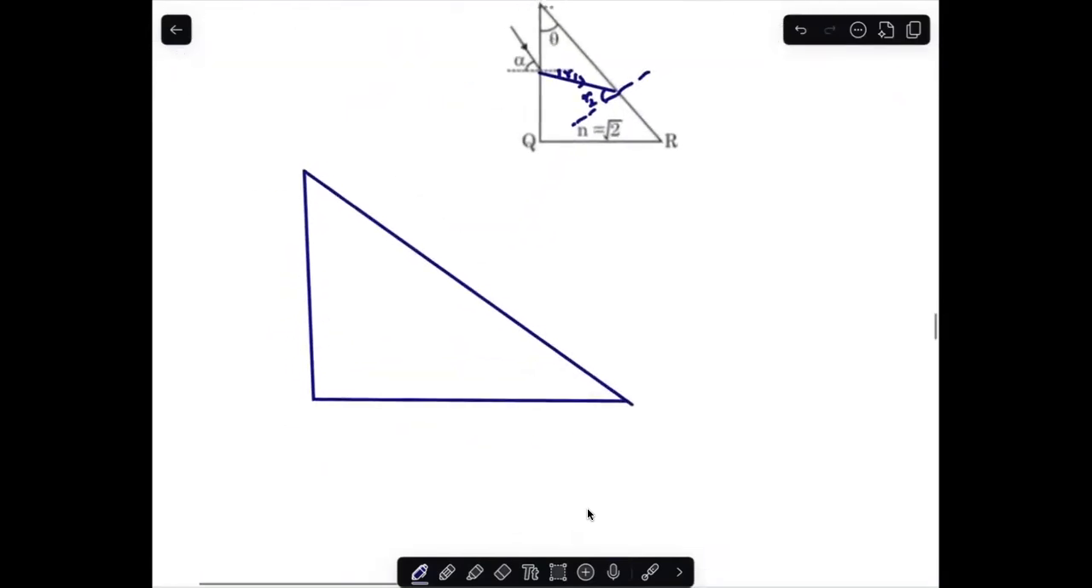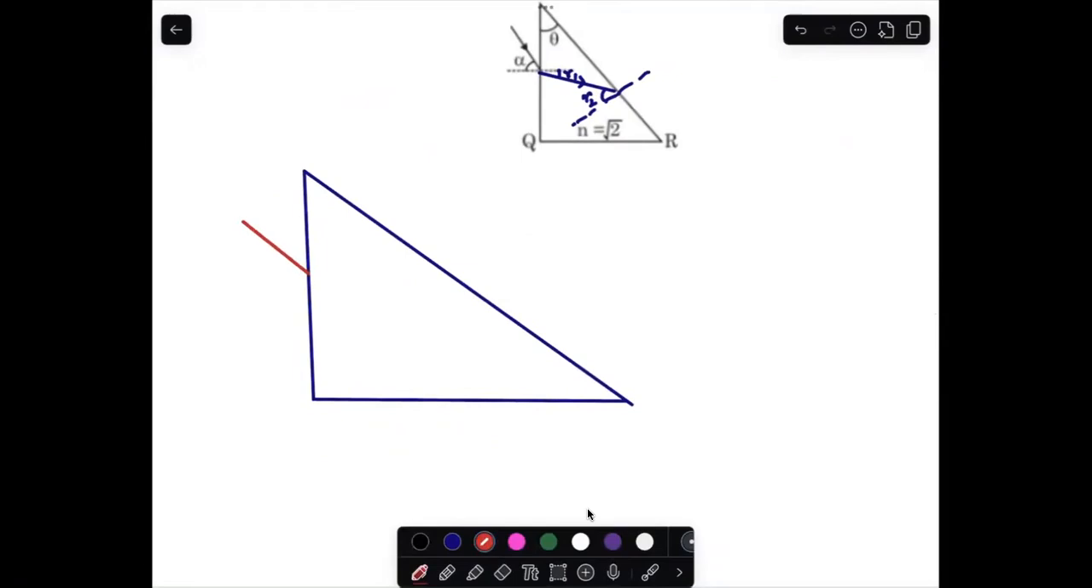Now I am taking a different color. Here, this is alpha, and this is R1. This is theta, this is 90 minus theta, and this part is 90 minus theta. Agreed? I'm not dealing with anything related to optics, I'm just dealing with geometry. And I know this is R2.